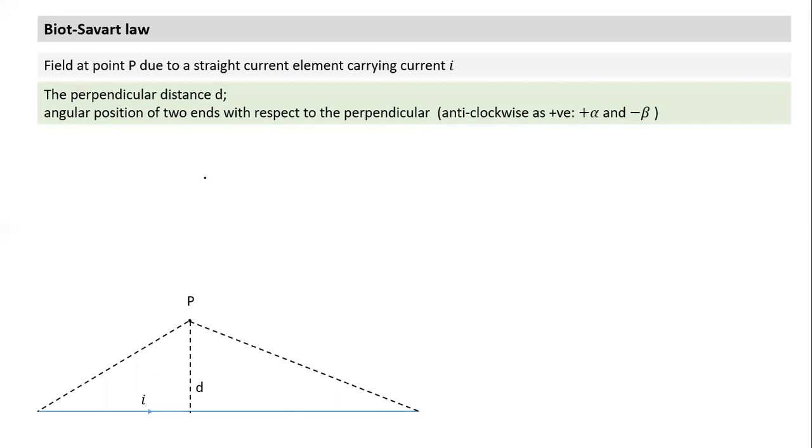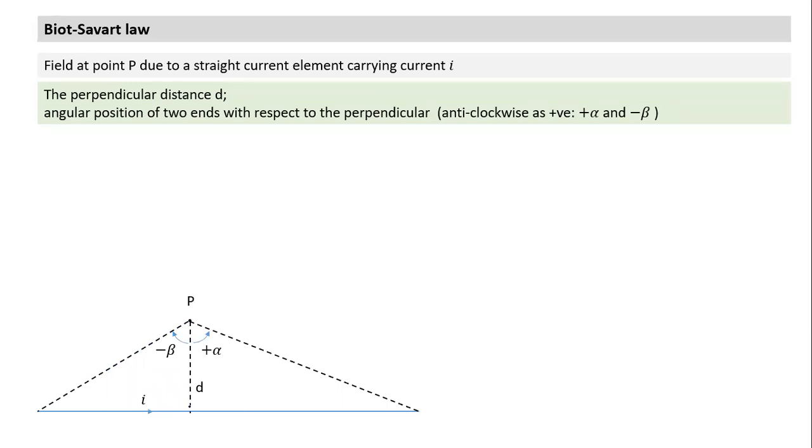From point P, I drop a perpendicular of distance d from the straight element, and consider the angular positions of the two ends. If I take anti-clockwise as positive, the left end makes an angle of minus beta, and the other makes an angle of plus alpha. The plus alpha and minus beta are the angles made by the two ends of the current element at the point P where the field has to be calculated. What are angles alpha and beta? They are the angles made by the two ends of the straight element at point P with respect to the perpendicular.